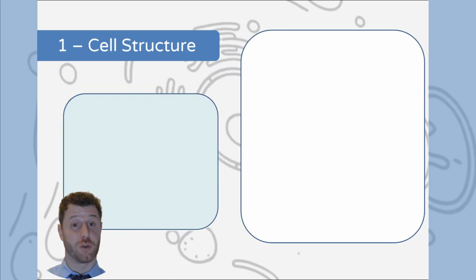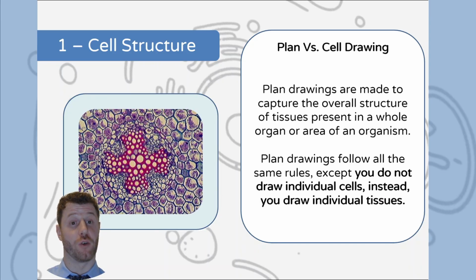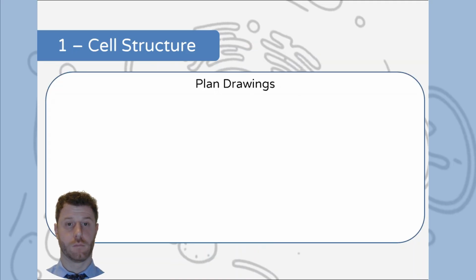Now you've seen how to draw cell drawings, let's just very quickly add one rule if you're asked to draw a plan drawing. Plan drawings are much larger in scale because you're drawing whole tissues or layers of a tissue that do not include cells. I added this slide specifically to teach my students, as well as you, not to draw cells. You only draw the outlines and labeled tissues. Please remember that, and let's take a look at exactly what I mean.